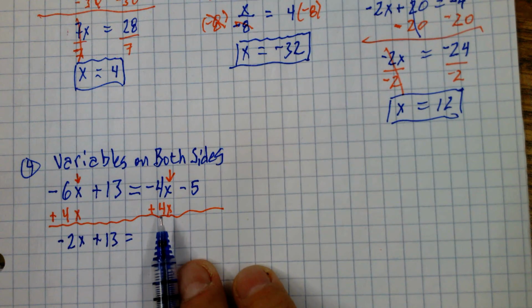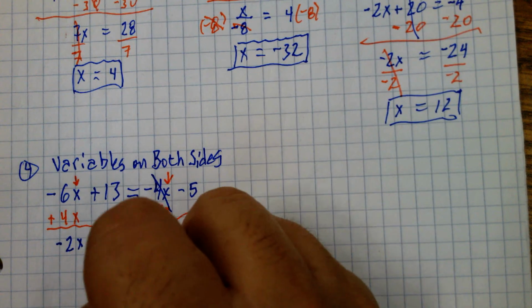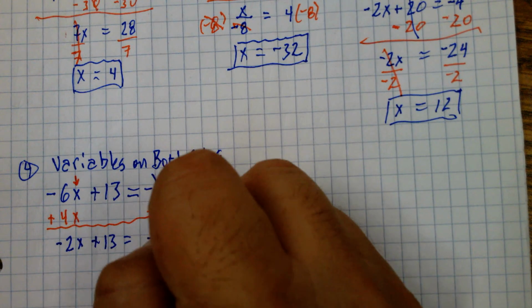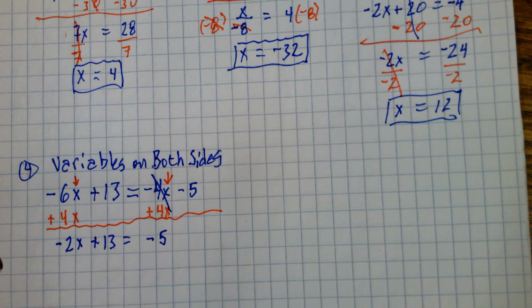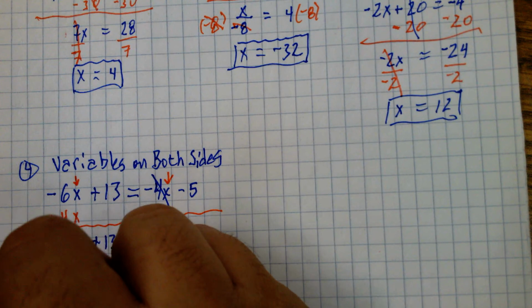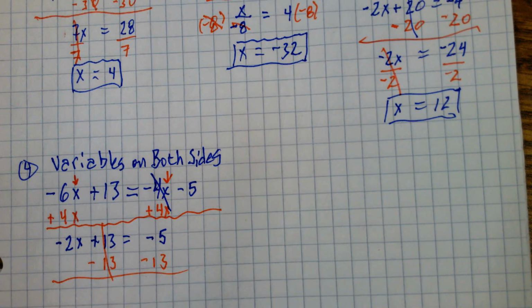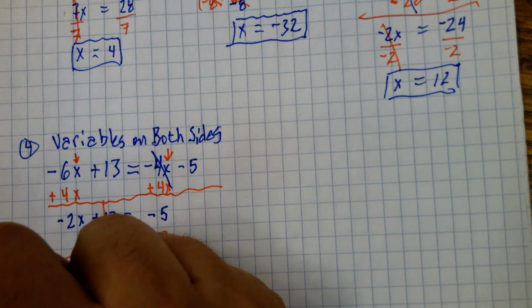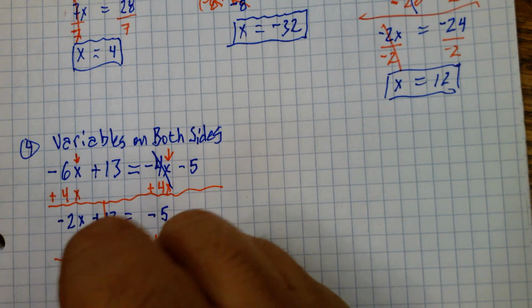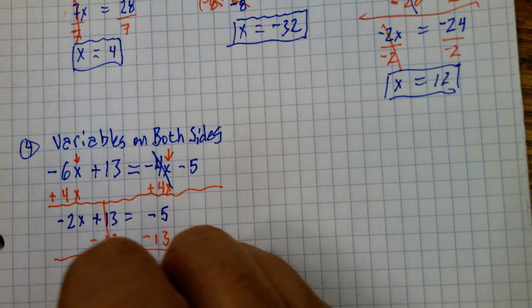Negative 4x and positive 4x, they're opposites. They make 0, they go away. And then bring down the negative 5. That minus turns out into negative 5. Now it's a 2-step equation. So we'll go ahead and get rid of this 13. And we're going to get negative 2x equals, we're going to combine negative 5 and negative 13. So that same sign add and keep, so it's negative 18.